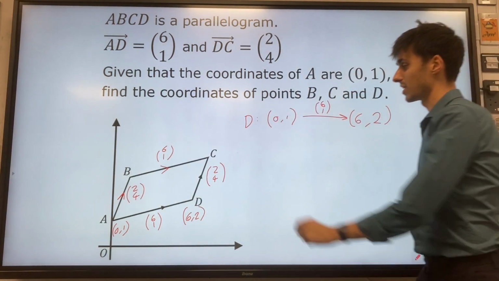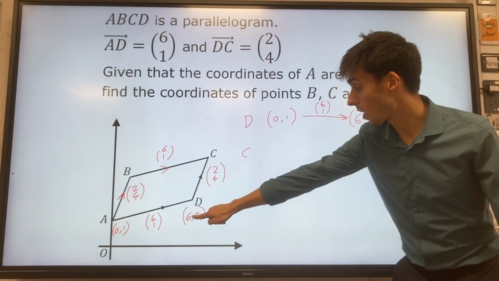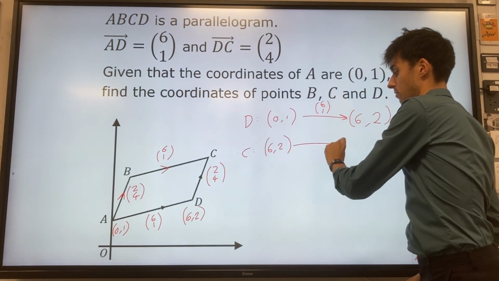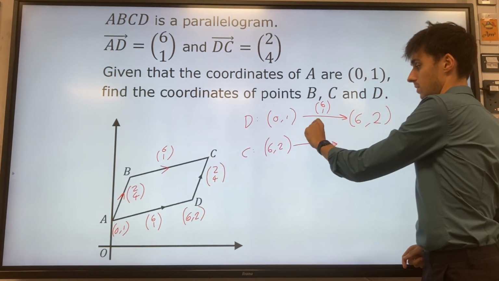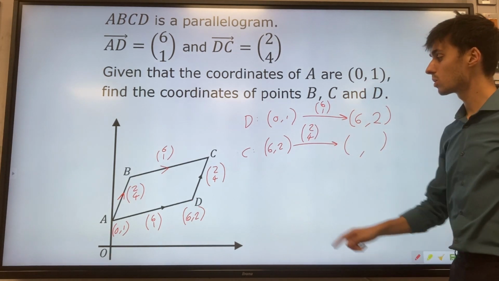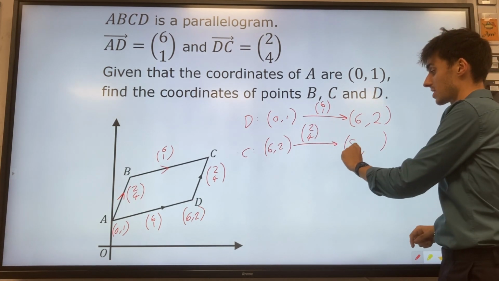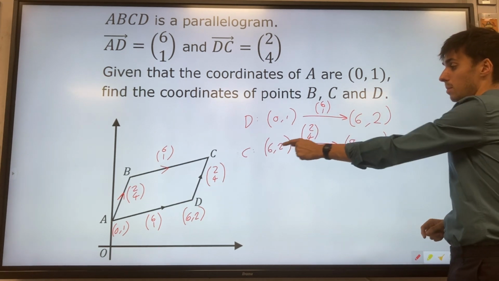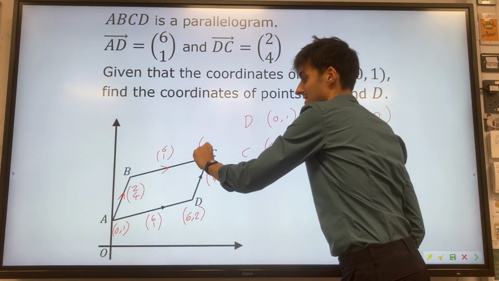Okay, on to our next coordinate. Let's do C next. To get to C, you start at D, that's (6, 2). You travel along the vector (2, 4) to go from D to C. And let's think what coordinate we'll get to. Well, we started at 6 and we went 2 to the right, so 6 add 2 will get us to 8. When we started at 2 on the y-axis, we went 4 up. 2 add 4 will get us to 6. So for C, we should have (8, 6).